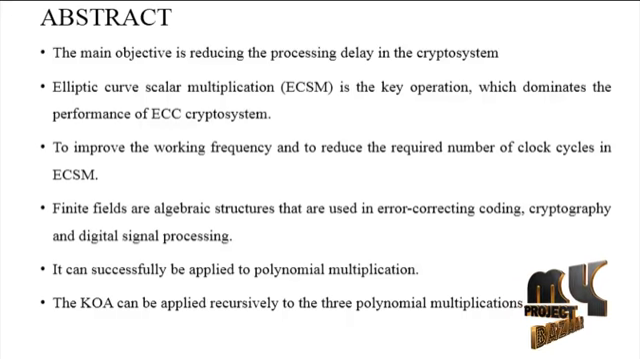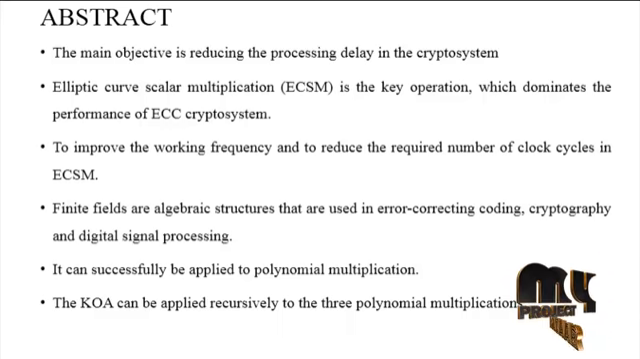The KOA can be applied recursively to polynomial multiplication. It is considered one of the fastest ways to multiply long numbers. For polynomial multiplication with the original KOA method, both operands have to be divided into two equal parts.